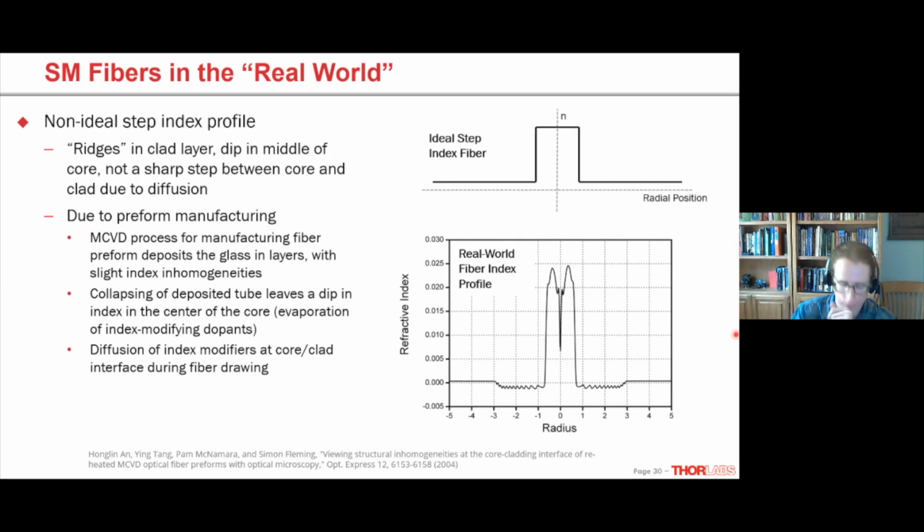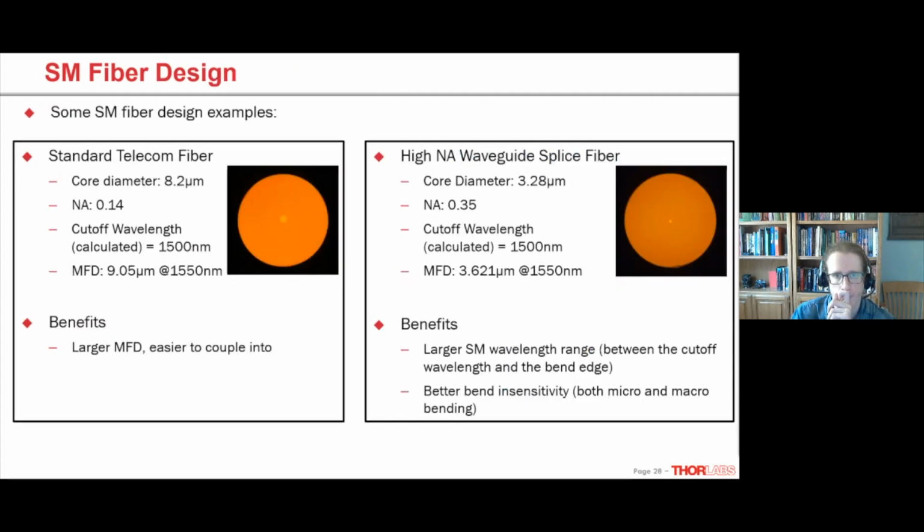Makes sense. This is a question more about usage. So you showed two single mode fibers with similar properties but different physical attributes. Could you use a standard telecom fiber for easier coupling and then taper it down to a high NA fiber with similar guidance for better light guiding or better insensitivity?